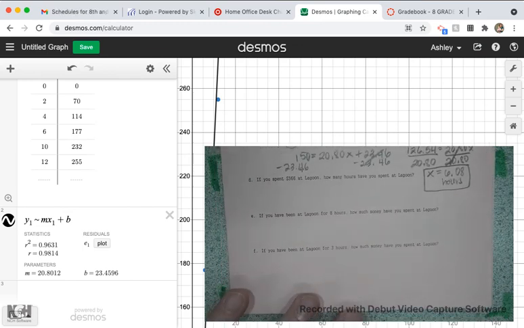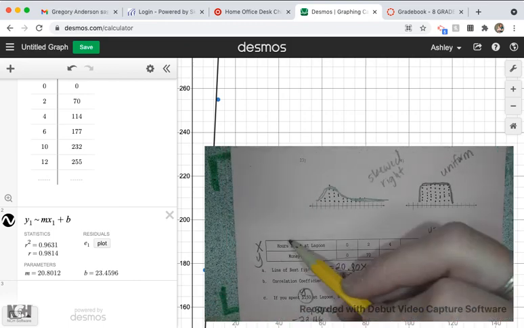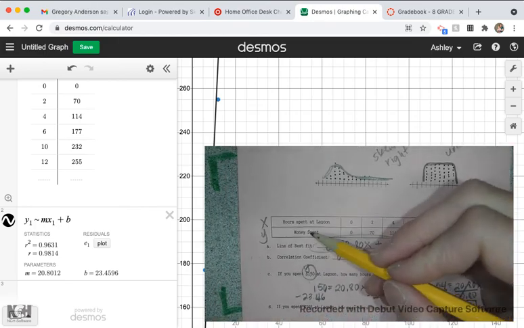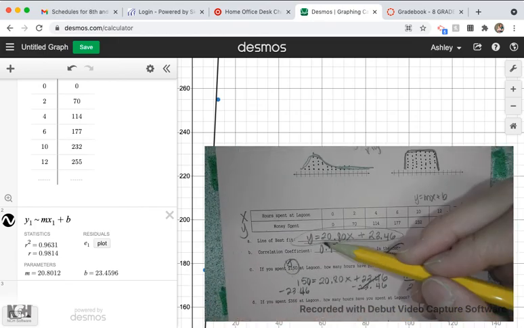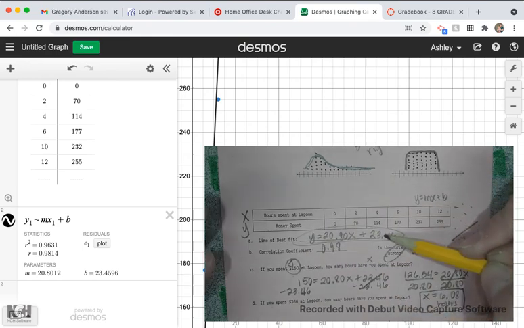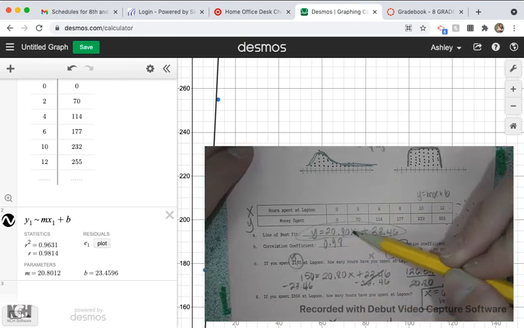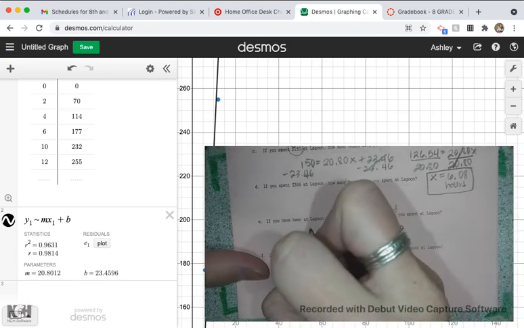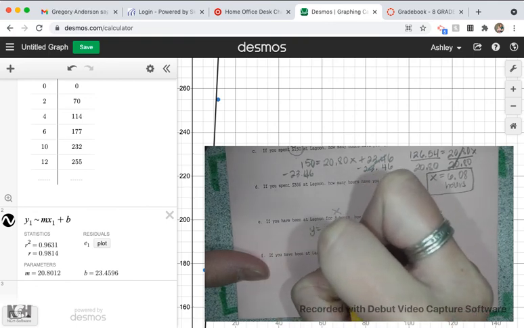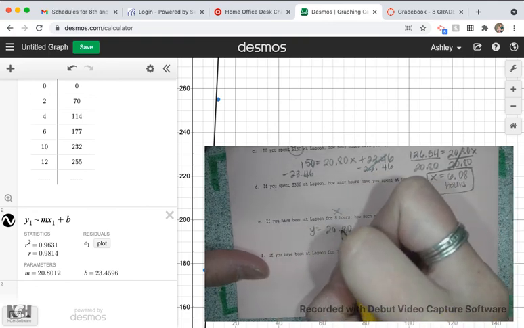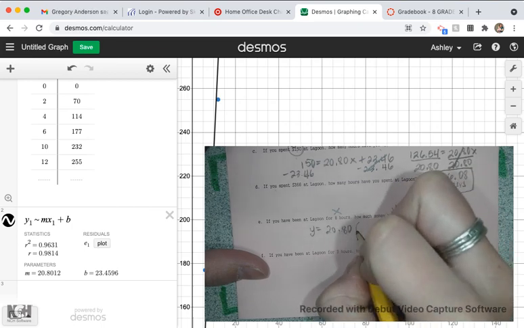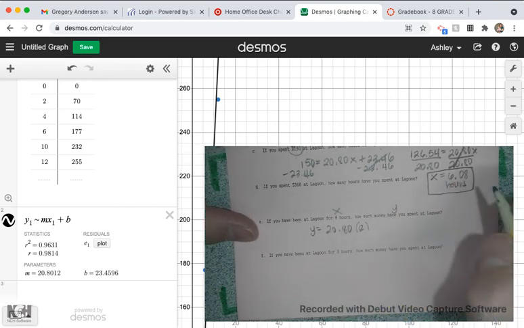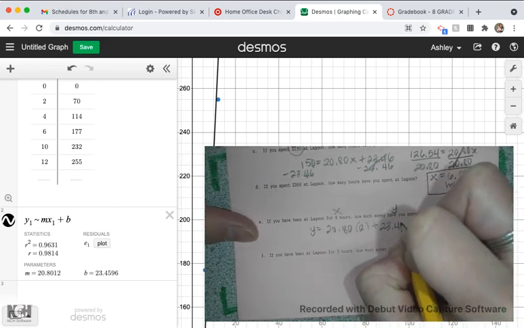Now let's look at E. If you've been at Lagoon for 8 hours, so hours spent is our X value, so I'm going to put an X here. How much money have you spent? Money spent is our Y value. So I'm going to again use my line of best fit. At this time though, I know what my X is, so I'm going to take out my X and replace it with 8, but I'm going to keep my Y there. So Y equals 20.80. Since my X value and my slope sit right next to each other, it means that they're getting multiplied. So when I take out my X and plug it in, then I'm going to be multiplying by my slope, plus 23.46.